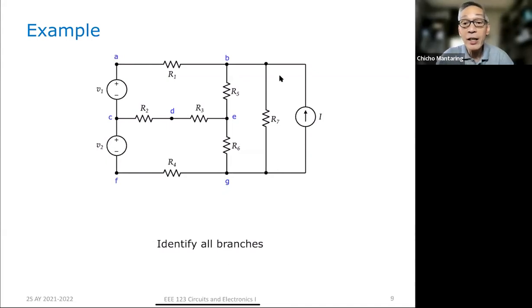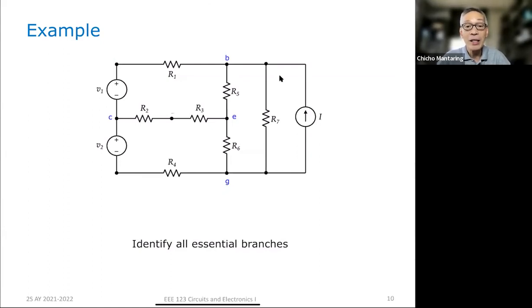So how many branches are there? Okay, each element by itself is a branch. So if I count the number of elements in the circuit, that's 1, 2, 3, 4, 5, 6, 7, 8, 9, 10. Those are all branches. So these are my branches. I specified my branches in terms of the element value. No? V1, V2, R1, R2, R3, R4, R5, R6, R7, and I. Those are all branches. So my question now is, how many essential branches are there?